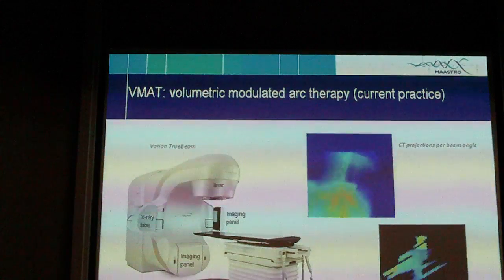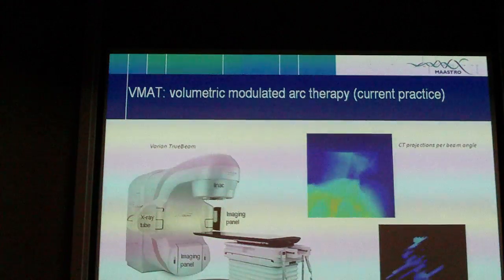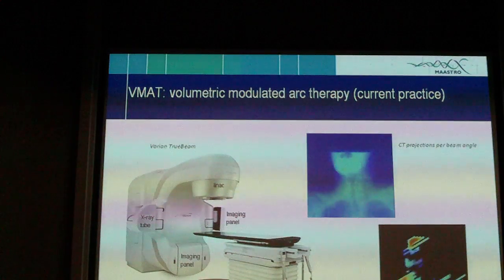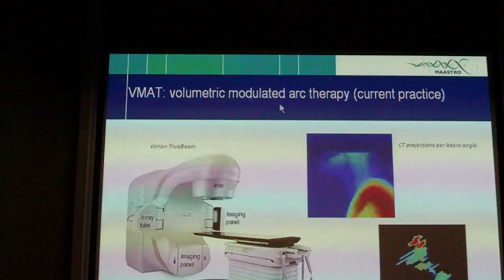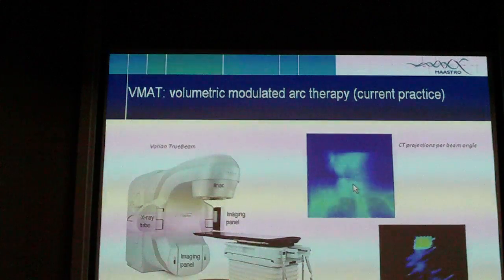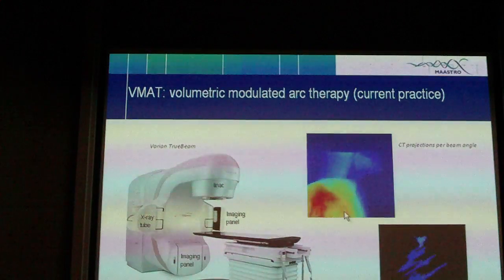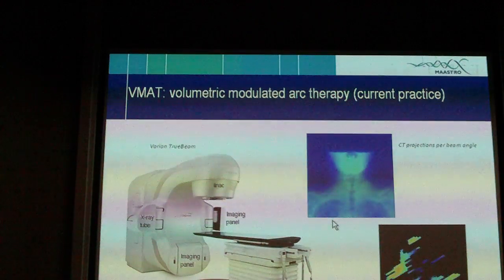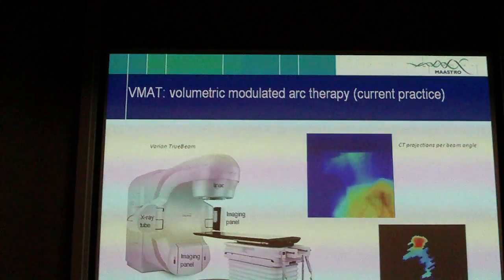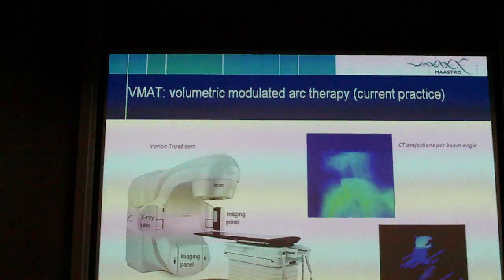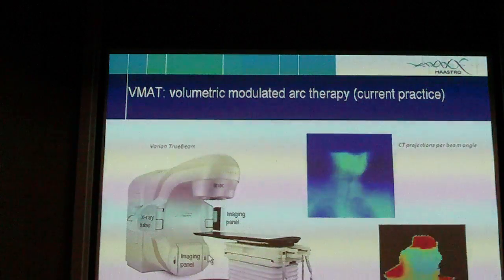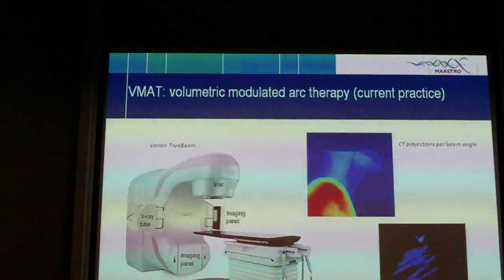This is also to see how much radiation or X-rays goes through the patient. Then you can get these sort of projections. So we call this CT projection per beam angle. There you see how more red, which is coming up, or more dose is delivered inside the patient. And this is measured by using these imaging panels outside of the patient.